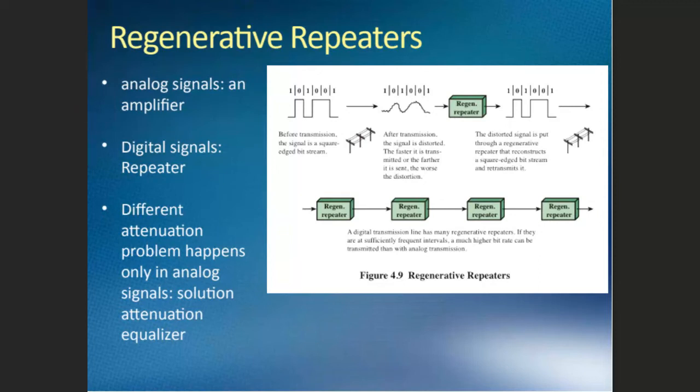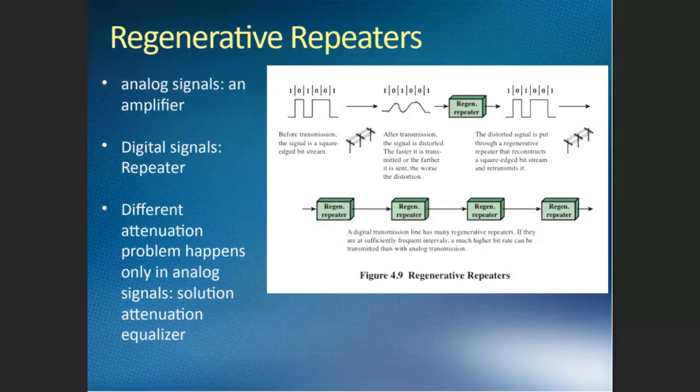So here, to overcome this problem, we have the amplifier. If I am using an analog signal, I can use the amplifier. The amplifier will amplify everything, the signal and the noise. If I am using a digital signal, I can use a repeater. A repeater is good. Why? Because it will remove the noise and then regenerate the original signal.